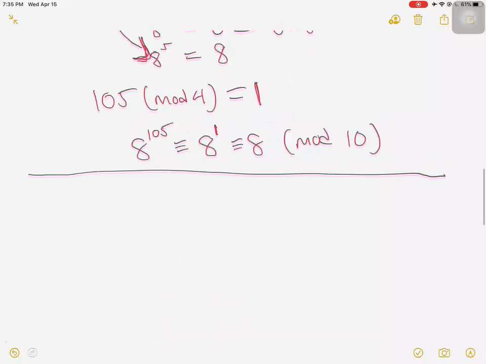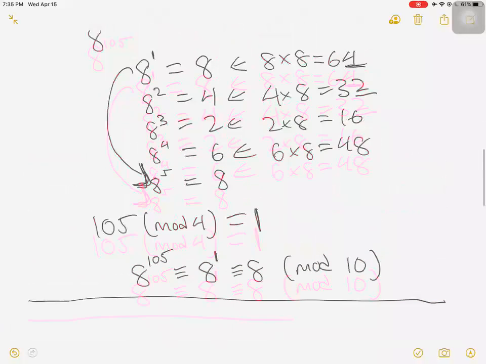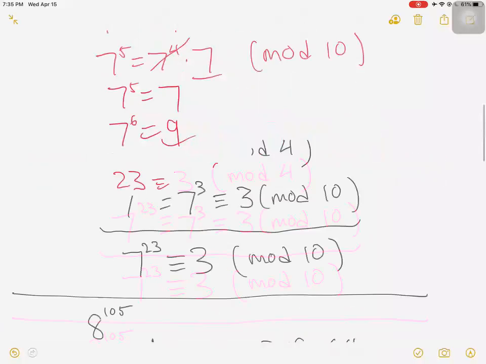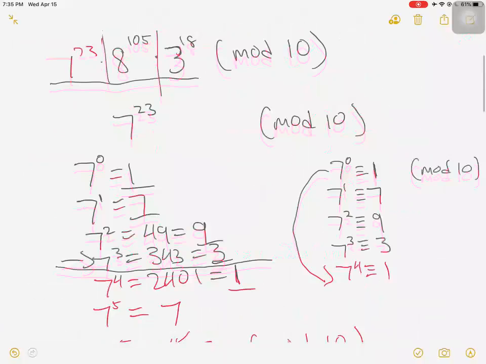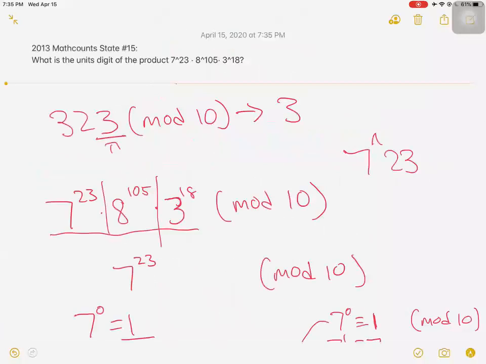Oh, yeah, the caret symbol that you see. So we have 7, you see this symbol? This is just equal to 7 to the power of 23 as an exponent. Sorry.